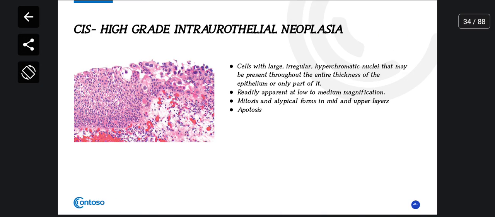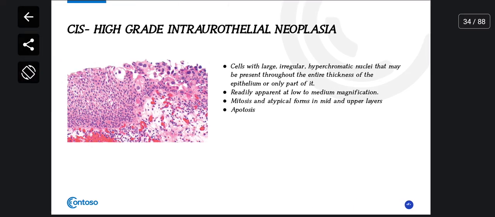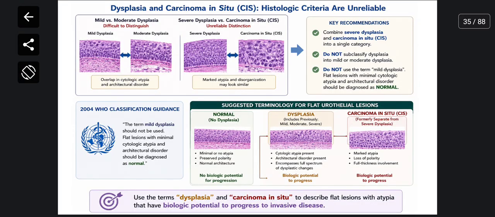Coming to high grade dysplasia, which should not be used, it's a carcinoma in situ. Cells will be large, hyperchromatic, and present throughout the entire thickness of the epithelium. We can pick that up in lower or medium magnification. Mitosis will be there, atypical forms will be there, and apoptosis will be there, right?